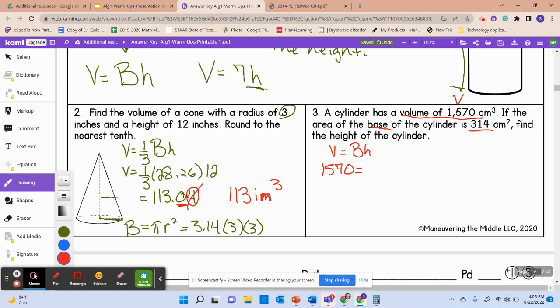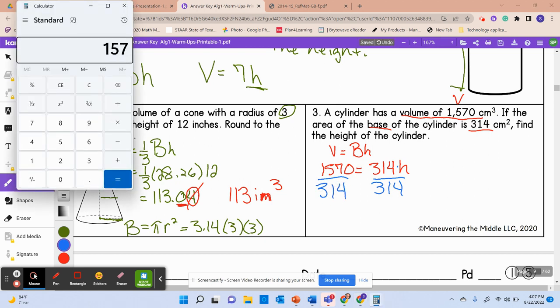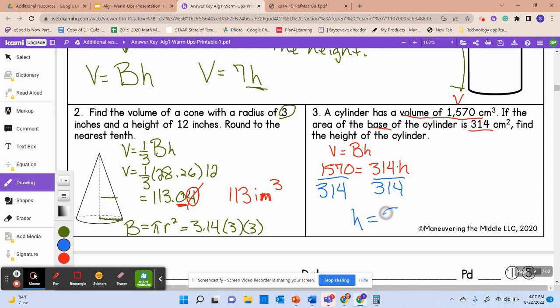So now we know 1570 is equal to 314 times the height. Well, how are you going to get height all by itself? Simple. We're just opposite of multiply. When two things touch, it's multiply. We're going to divide. So divide by 314 and divide by 314. Use a calculator. 1570 divided by 314 is equal to 5. So the height is equal to 5 centimeters.